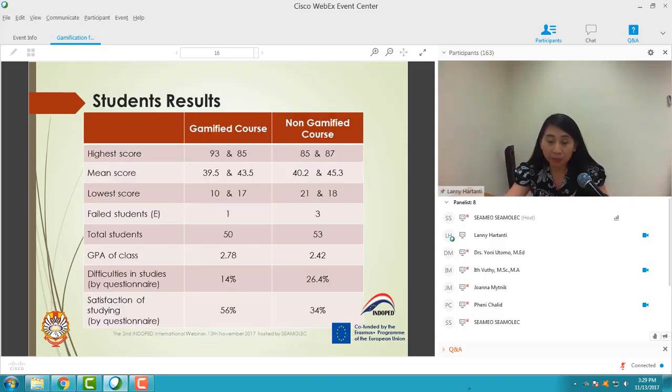Okay, and then after implementing the gamification method, I found that in the two classes that I divided into gamified and non-gamified, the interesting result is that in the cognitive results, there is not a significant difference between the gamified course and the non-gamified course. But in the gamified course, the number of failed students is less than in the non-gamified course. I also found that the GPA of the class is higher compared to the non-gamified courses. And by questionnaire, I could also evaluate that students usually found fewer difficulties in the gamified courses, and they also found more satisfaction by joining this method.